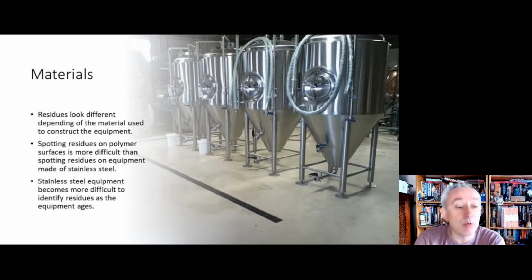It's also important to note that residues will look different depending upon the type of material. Most of the materials we are looking at are stainless steel, but there will also be other types of materials as well, such as plastics and rubbers and the like. It's more difficult to spot residues on polymer type materials than it is on stainless steel, so we need to bear that in mind when we're looking at other types of surfaces that are not steel.